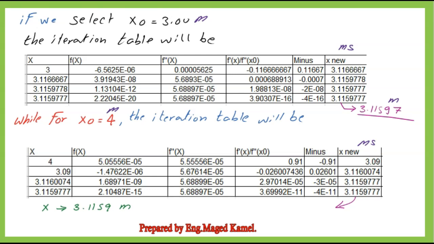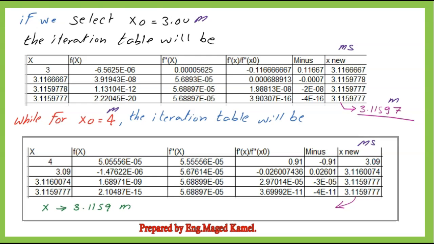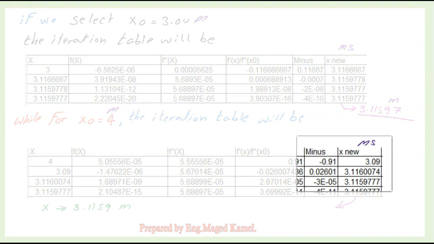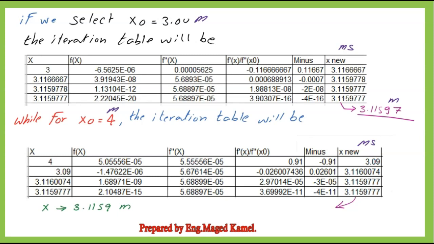If we use x naught equal to 4, and we start to make an iteration table based on the Newton-Raphson method. Our starting point is 4, we estimate f dash of x and f double dash of x. We divide f dash of x over f double dash of x. It will give us plus 0.91 multiplied by -1 and added to the 4. It will give us 3.09. It is reduced because we have a minus.